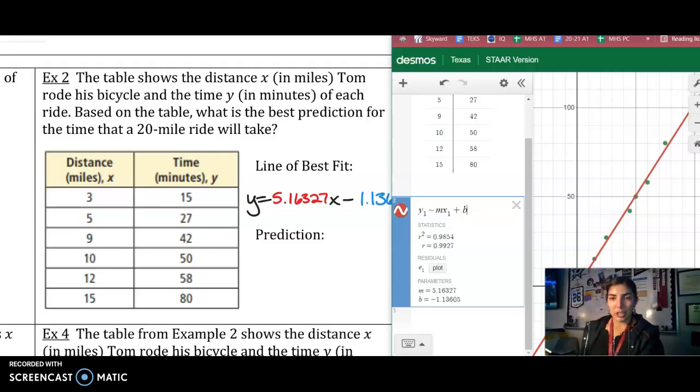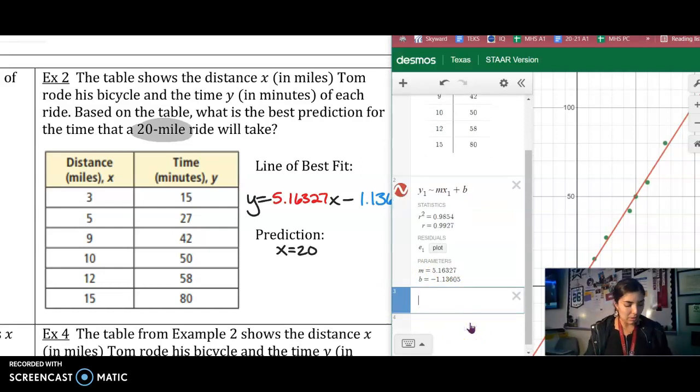But we need to make a prediction for this data. It asked me to make a prediction for the time that a 20-mile ride will take. So they gave me miles. Did they give me an input or an output? Miles is literally labeled on x, so they gave me an input. We want to know when x is equal to 20 what the y value is. We know the input, we want the output. So, okay, x equal to 20.